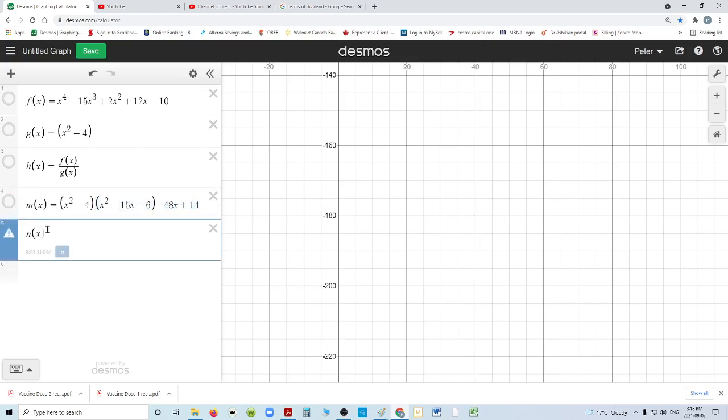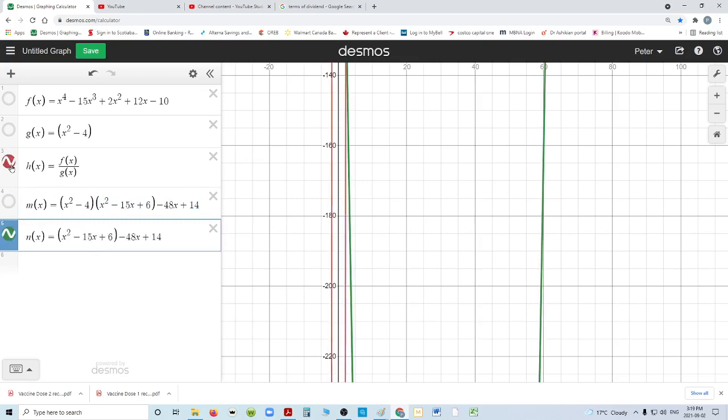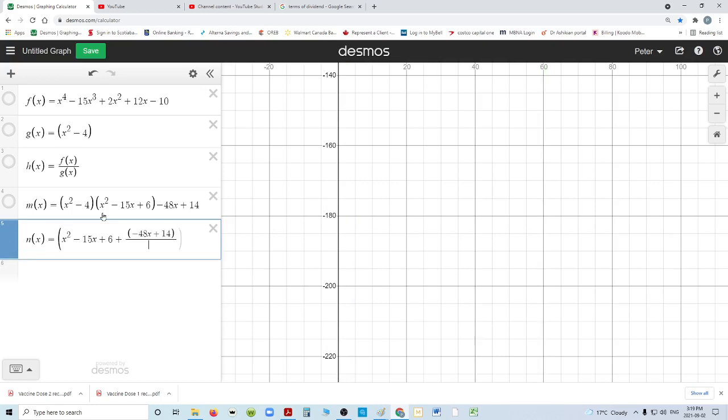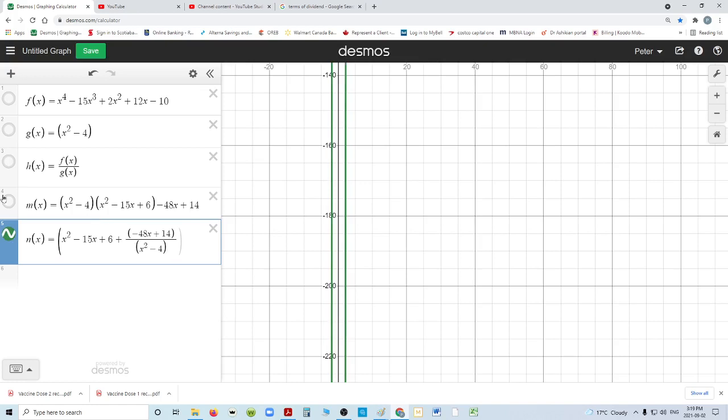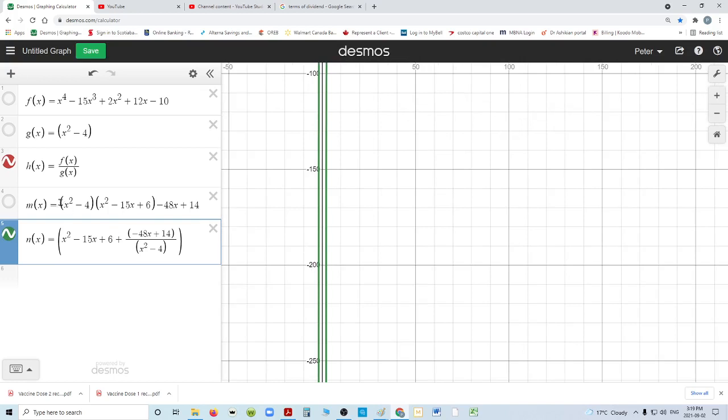So n of x is equal to that. So let's see if the division is the same, but you have to represent the quotient like this. And now my green graph should be the same as my H graph, and they are. There we go. So that's the distinction. This as a factored form is the same as this.